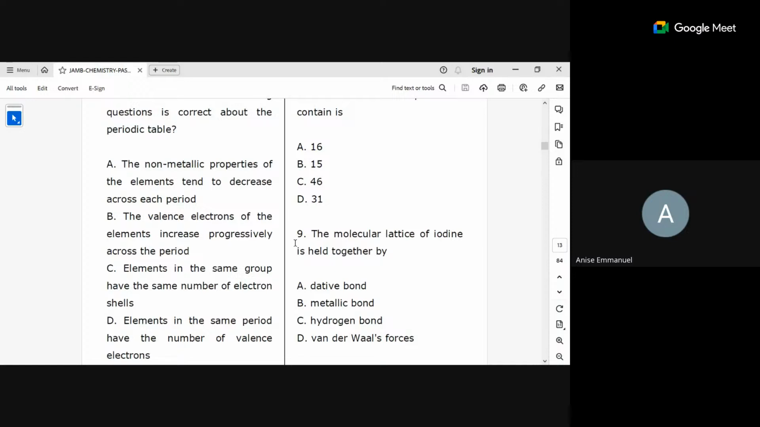Are we together? So when you understand this, now number 3: elements in the same group have the same number of electrons. Elements in the same group have the same number of electrons. Is it electron shell? No.